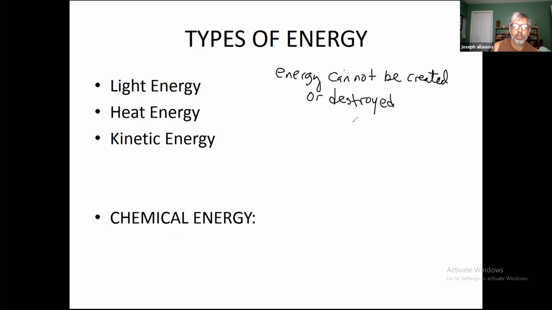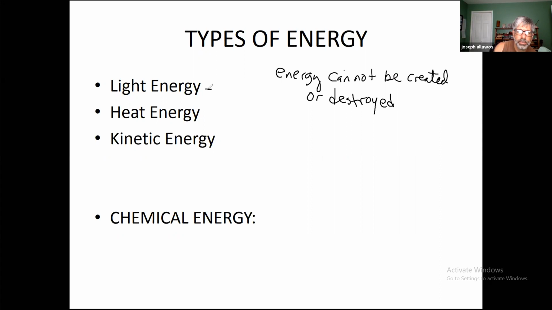Okay. So what does that mean? Well, it means there's a finite amount of energy on the earth. And all you can do with that energy really is convert it from one form to another. Okay. And so now I've listed some examples of different kinds of energy. And you could imagine how energy might be converted from one form to another.